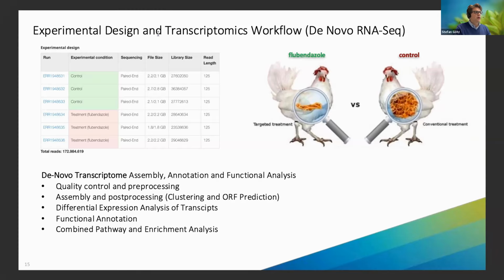So here we have our experimental design. We have 6 samples. It's 12 FASTQ files in total. I don't know, 100 million reads, 2 conditions only.